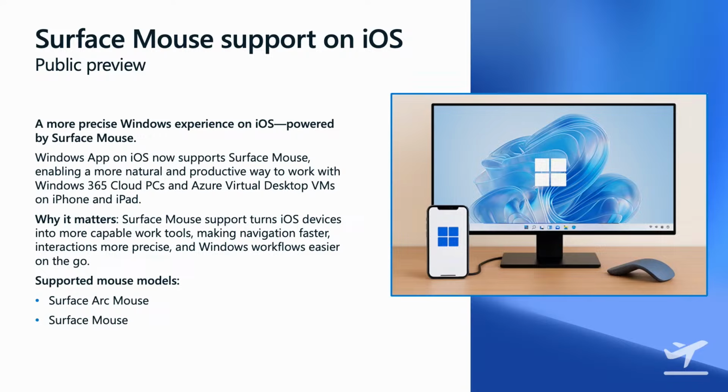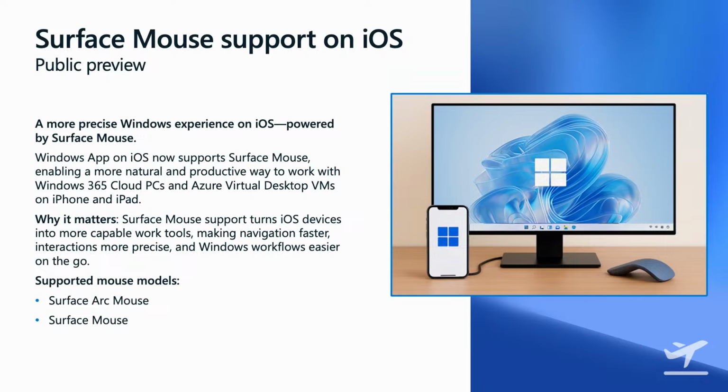But access alone isn't enough. To truly get work done, the experience has to feel natural and precise. And that's especially true for Windows workflows, where cursor control, selection, and fine-grained interaction are core to how people work. That's why today we're announcing Surface Mouse support in the Windows app on iOS, now available in public preview. This brings a new level of precision to Windows and iPhone.